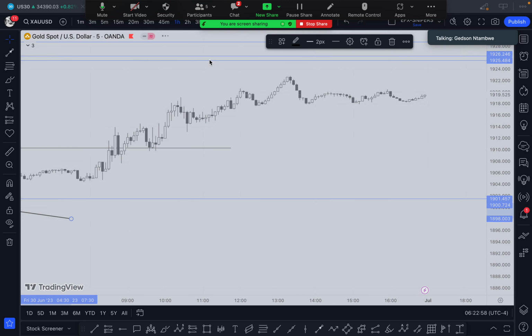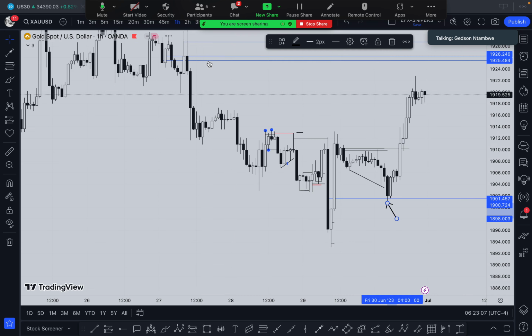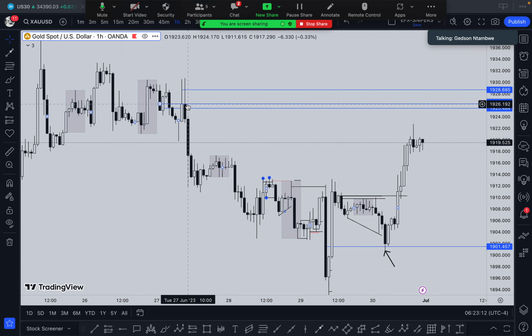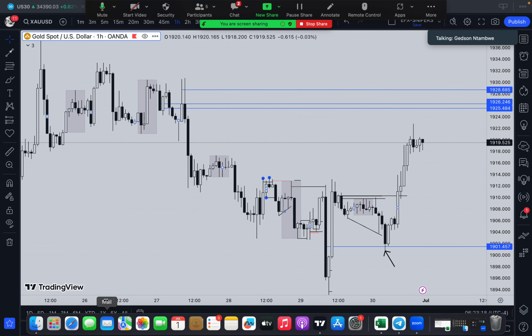So if we check here, I've got these two lines. These are the areas that I'm monitoring. I even gave you guys this level yesterday that I'm waiting for market to come and trade inside this zone. Why this zone? Because I saw this, you see, this resistance here. And this was my target. I didn't even want to sell here.